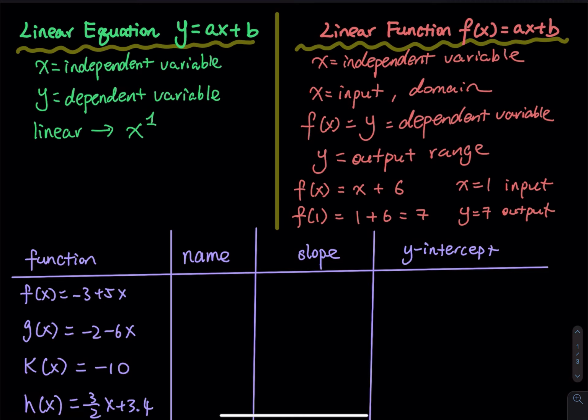Let's do a quick overview of linear equation and linear function. Linear equation is y equals ax plus b. Linear function is f of x equals ax plus b. They are pretty much the same, except you have y for equation, you have f of x for function. So for linear equation on the left hand side, y equals ax plus b.